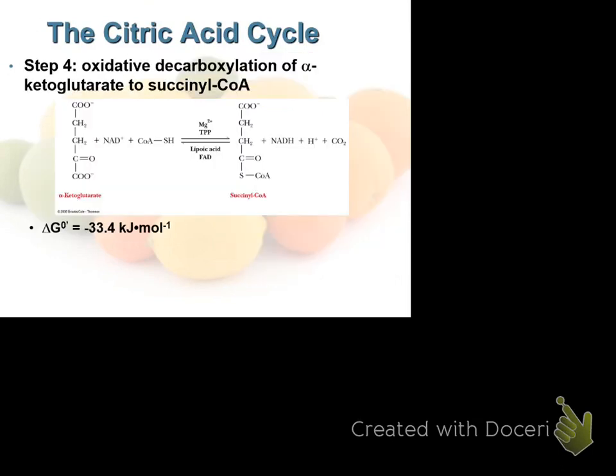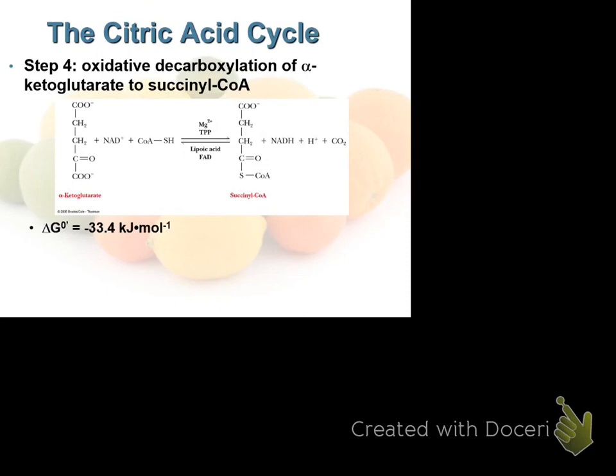So this is step 4. Step 4 should look really, really familiar. All right. And so we have alpha-ketoglutarate. And by the way, I want to point something out about alpha-ketoglutarate in just a moment. It requires an NAD becoming an NADH. It requires a coenzyme A. Now you're going to get Acetyl-CoA.